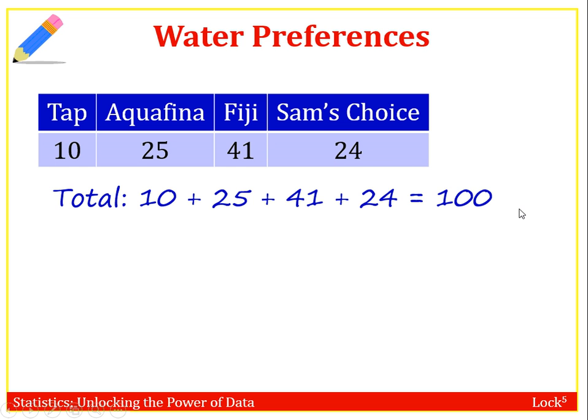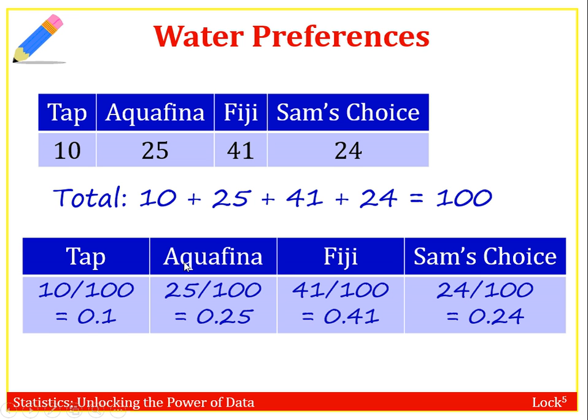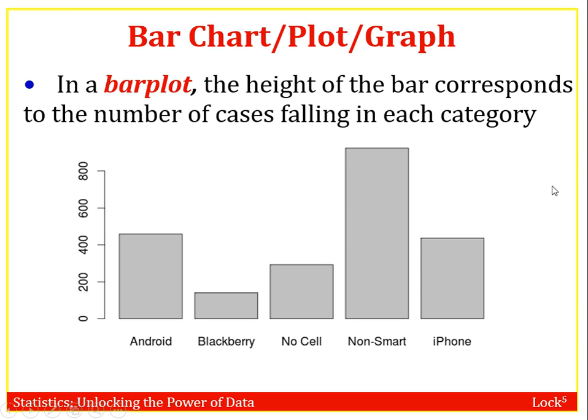Now we could go ahead and do a relative frequency table by figuring out our proportions for each one, and that's what we have down below. We took 10 for the tap divided by the total, and that gives us 0.1. For Aquafina, we take 25 divided by the total, which gives us 0.25. So that's how we go about figuring out our preference proportions.